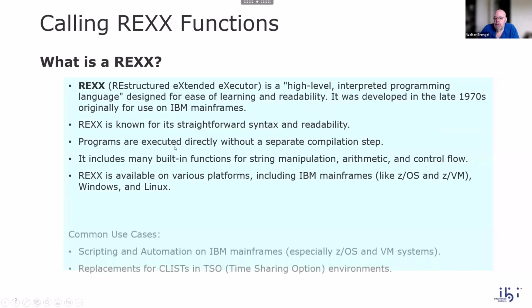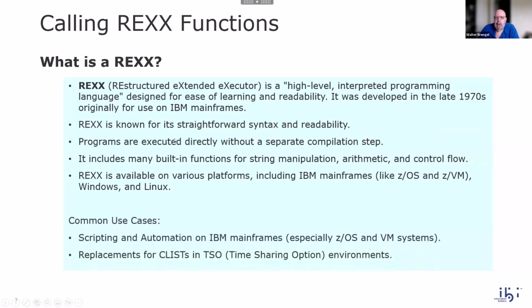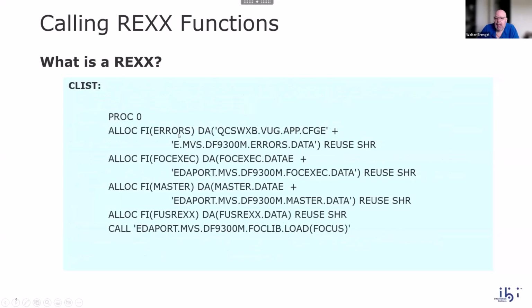And when would you use those? Well, if you're running FOCUS in TSO, we have a lot of clists that will allocate the files that are needed for the FOCUS session, and then call FOCUS and start FOCUS. The REXX will do exactly the same thing. So with that in mind, here's an example clist where I have my allocation for errors, FOCUS master, and I'm doing this new DD called fuzzREXX, which is going to point to my library, my data set that contains my REXX subroutines that I'm going to call. And then I call the FOCUS module in order to invoke the FOCUS product.